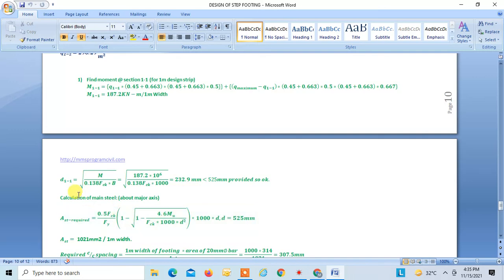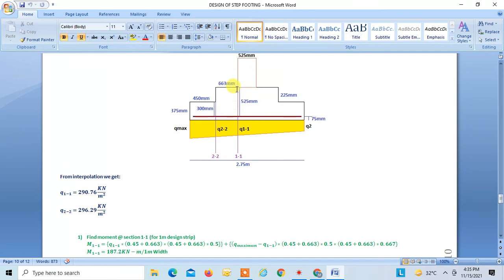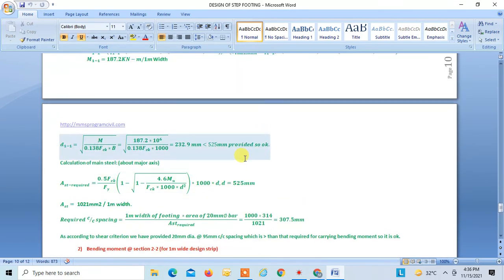Fine. So by using this formula, you can find d11 minimum required, that is for balanced section. This we find as 232.9, but we have provided 525. The minimum d required from the flexure criteria over here is 232, but we are providing 525, meaning we are providing larger than required. So the section is safe in this area, right? So this is how the section is found to be okay.